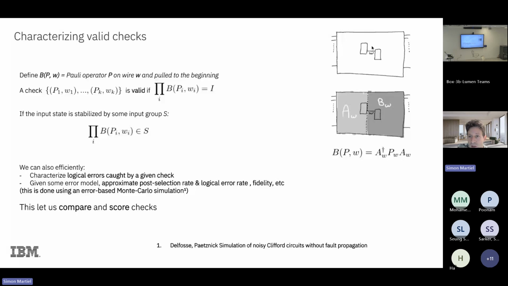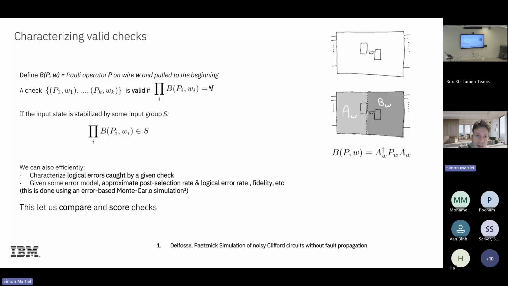And once I specify this wire here, it kind of splits my circuit in 2 parts, what comes before the wire and what comes after. And I can backpropagate my Pauli P_W back to the origin, to the beginning of the circuit, using this formula here. And this gives me exactly my backpropagator. And what I'm looking for is a set of P_i's and W_i's, so a set of locations in the circuit where we add a Pauli to each location, such that if I backpropagate everybody to the beginning of the circuit, I get the identity. So multiplying all the backpropagators gives me the identity. And this, by definition, tells me that adding those Paulis will not change the circuit.